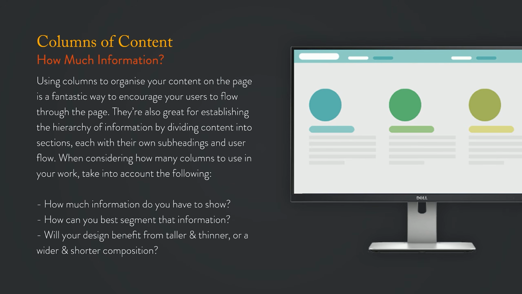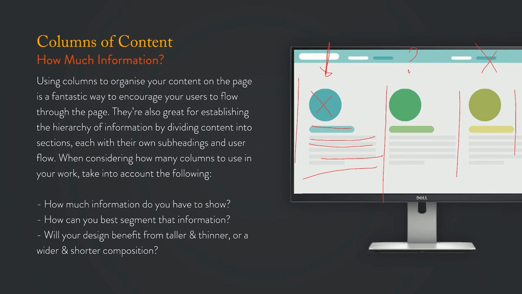So how much content is too much content? How much information is too much content? You know what I mean. So you should use columns to organize your content on the page. It's a fantastic way to encourage your users to flow. It's also great for establishing the hierarchy of information. So very important, somewhat important, not really important. Yeah. You can split this up into columns because somebody is probably going to read this column and then get bored and maybe read this column and then definitely get bored and not read that column. Yeah. So you've got to consider different things.